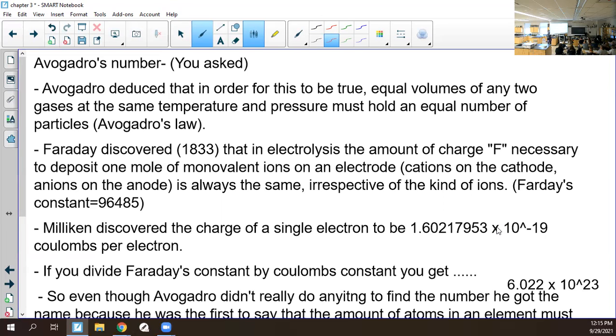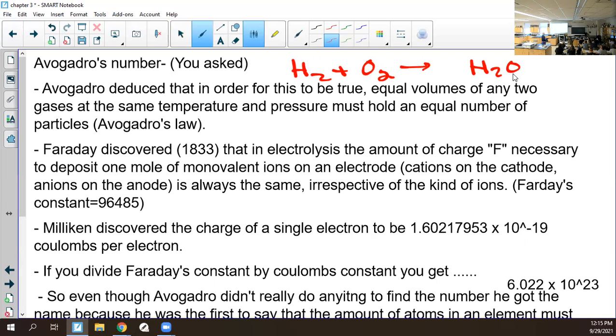But here we go. So it's a big, long set of situations. Avogadro was a lawyer and got interested in science. That's dangerous right there. So Avogadro deduced that in order, I forgot. Avogadro was studying a reaction between H2 plus O2 forming H2O.